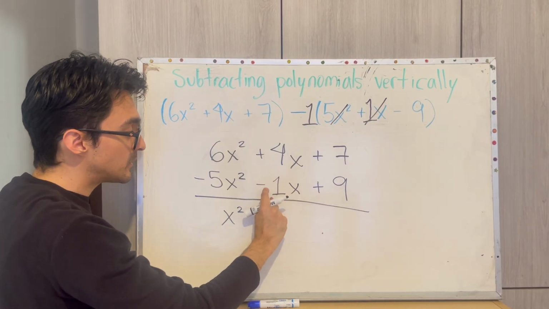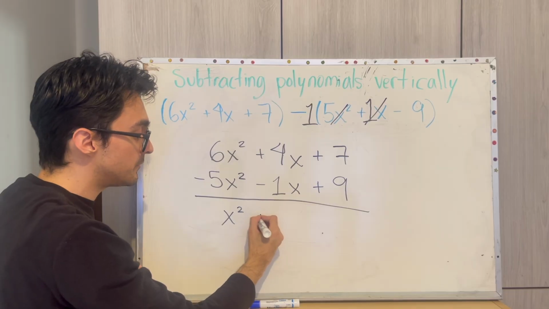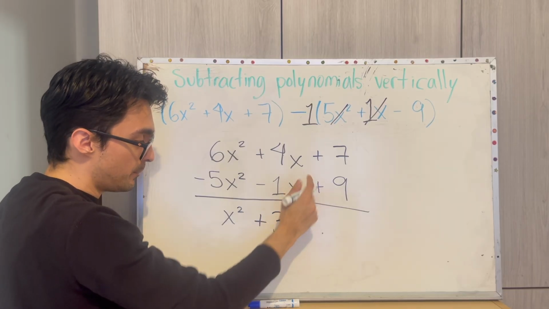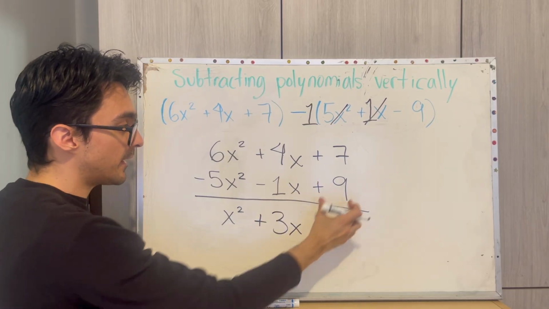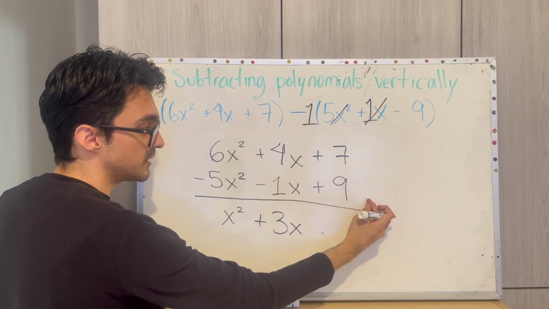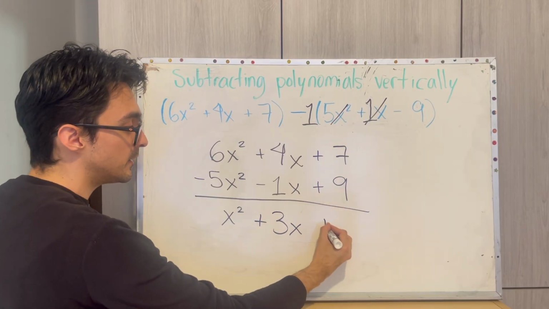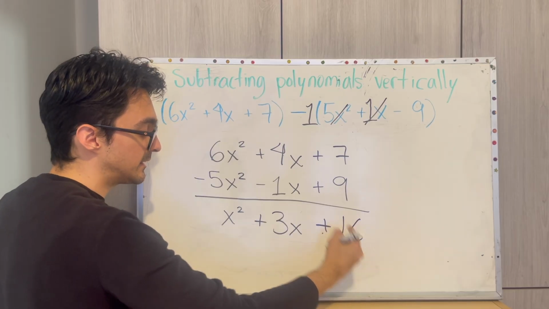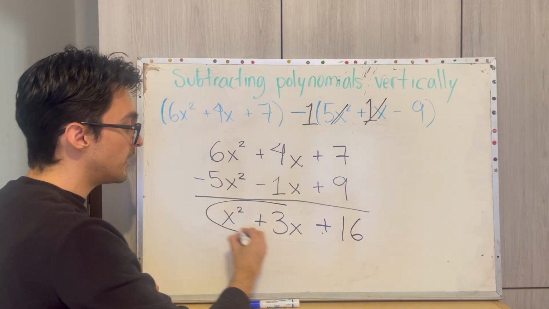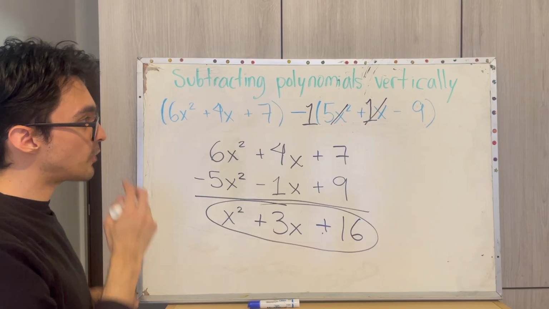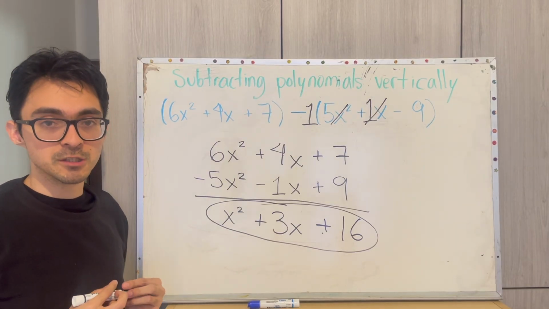Then 4 minus 1 would be positive 3, and I keep the variable. And finally, I'm finishing with the constant, so I just go ahead and add. This would be positive or plus 16. So there you have it. This would be the answer for the subtraction of polynomials using the vertical method.